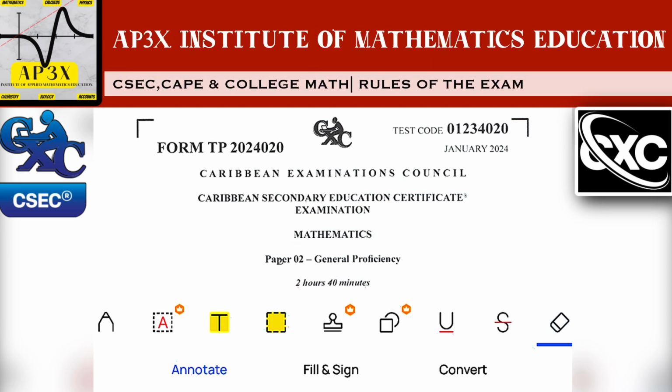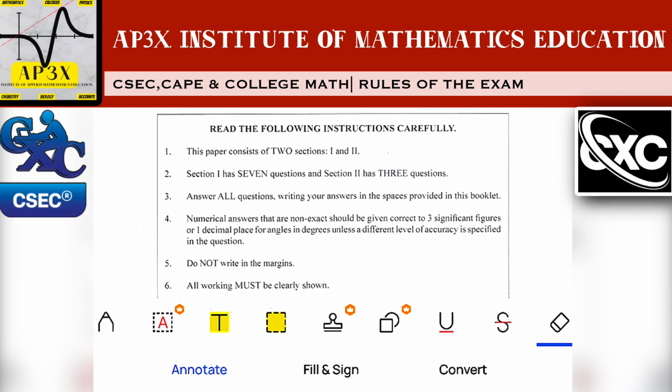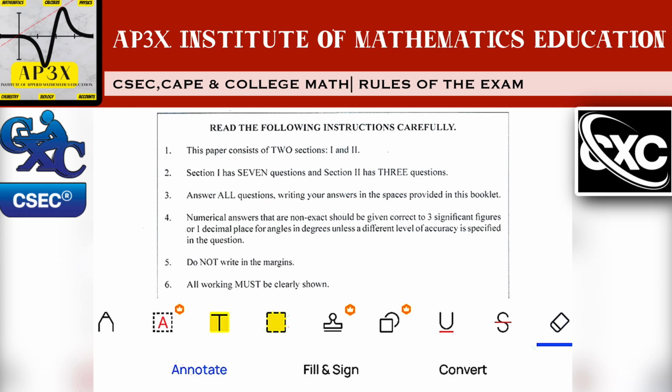It says here that this is paper 2. This is the general proficiency exam, and it is 2 hours and 40 minutes long. Some basic instructions that you should get accustomed to is that this paper consists of 2 sections, section 1 and section 2. Section 1 has 7 questions and section 2 has 3 questions. So you have 2 hours and 40 minutes to complete 10 questions. You're required to answer all questions, writing your answers in the spaces provided in this booklet.